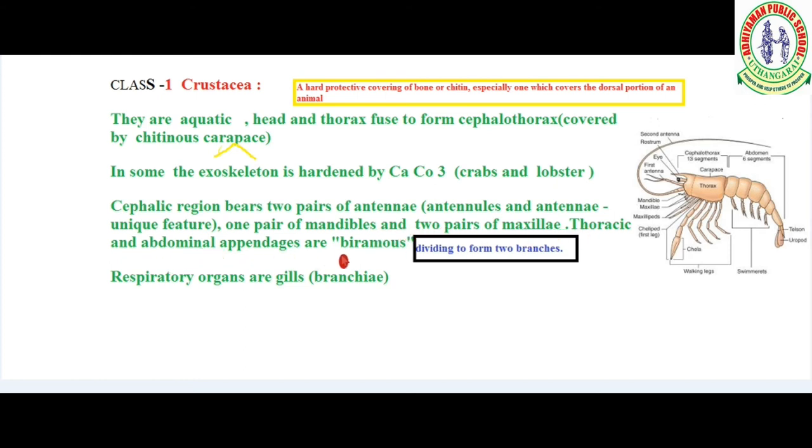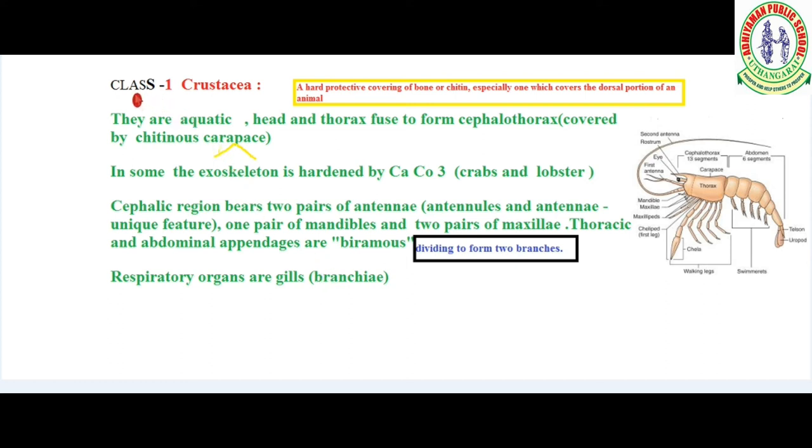Thoracic and abdominal appendages are biramous. This region is called the thoracic region, and these appendages are called abdominal appendages. What is the meaning of biramous? Dividing to form two branches, a two-branched structure. That is why it is called biramous. Respiratory organs are gills, that is branchial respiration.